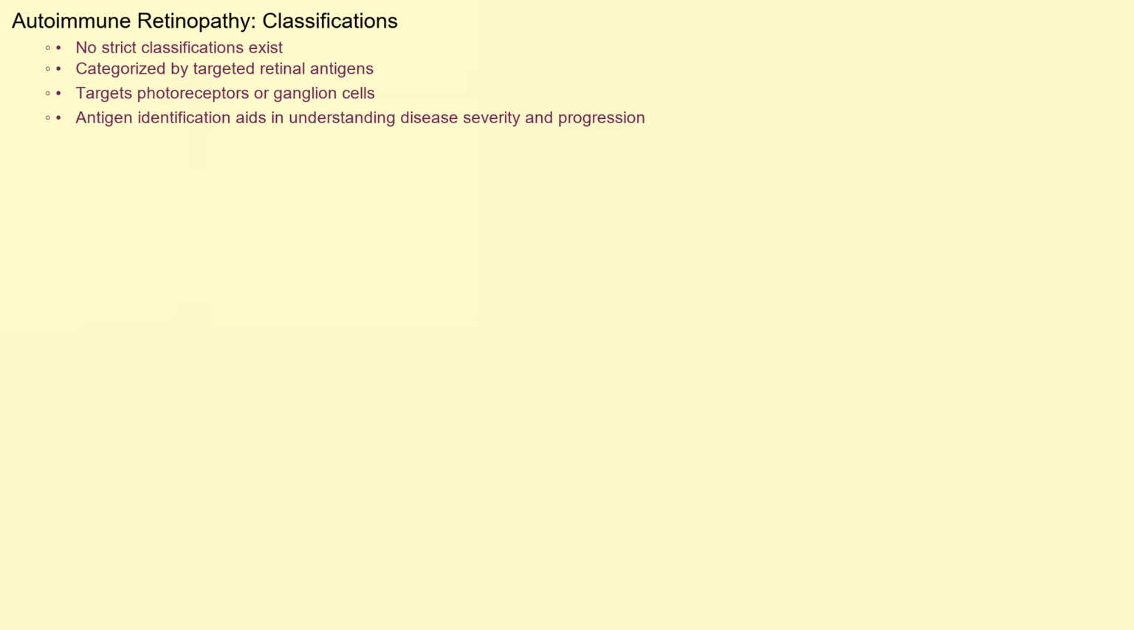While there aren't strictly defined classifications or subtypes of autoimmune retinopathy, it's often categorized based on the specific retinal antigens targeted by the autoimmune response. Some forms of AR primarily target photoreceptors, while others may affect other retinal cells, such as ganglion cells. Identifying the specific antigens involved can sometimes provide clues about the potential severity and progression of the disease, but it doesn't always dictate treatment strategies.